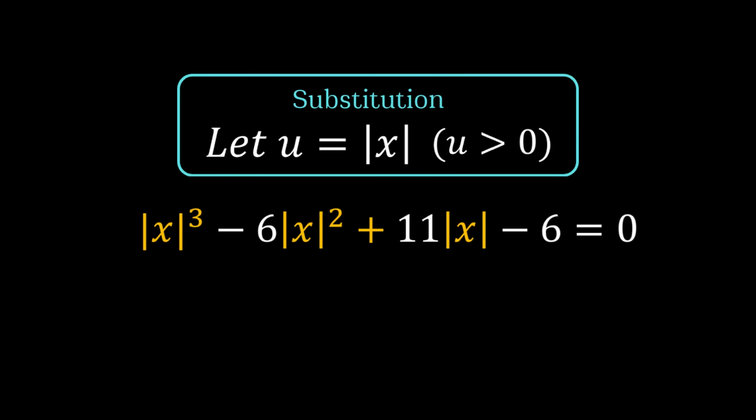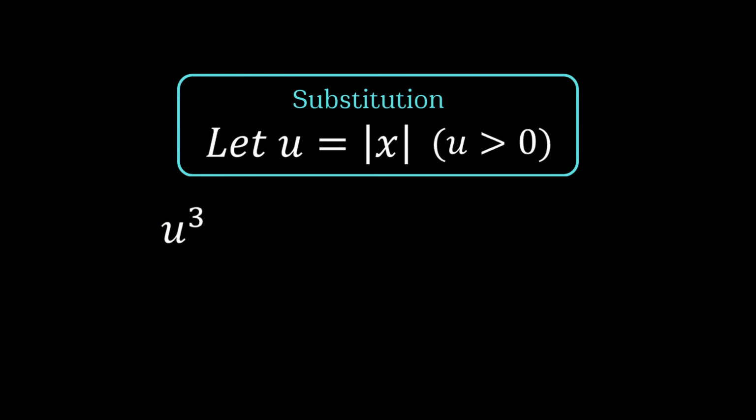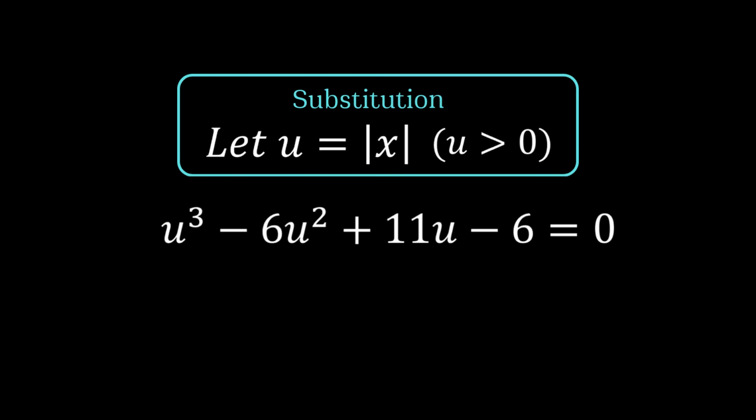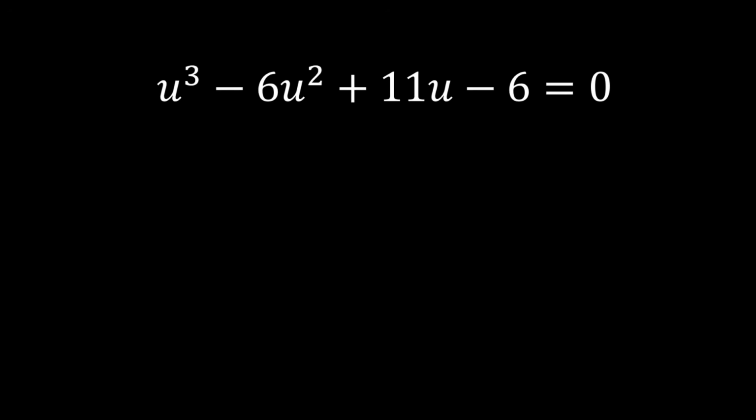Now, replace every absolute x with u. Our equation becomes u cubed minus 6u squared plus 11u minus 6 equals 0. Suddenly, the absolute value has disappeared. We're just solving a cubic. u cubed minus 6u squared plus 11u minus 6 equals 0. Now, let's solve this cubic for u.